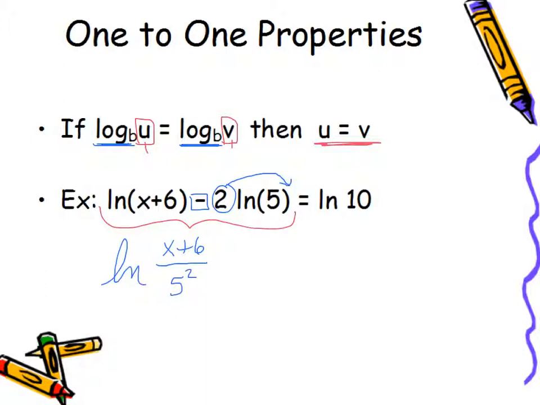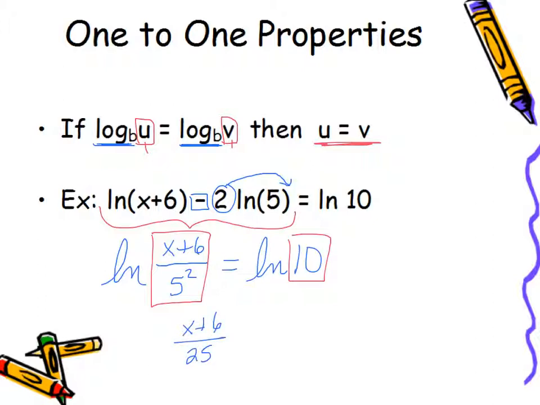Okay, so I've managed to condense that to a single log, which is going to help me here because now I have a log equals a log. And the only way these two logs can equal each other is if these values will equal each other. So I'm going to set those equal to each other. So I have (x + 6)/5 squared, and it would have to equal 10. And then it just becomes a little algebra problem.